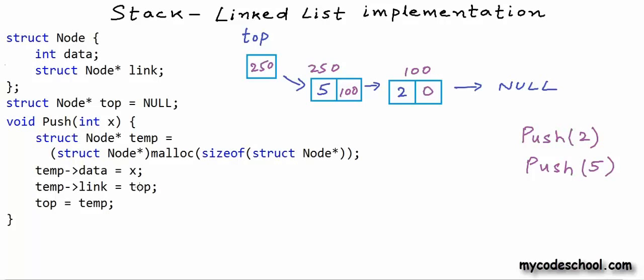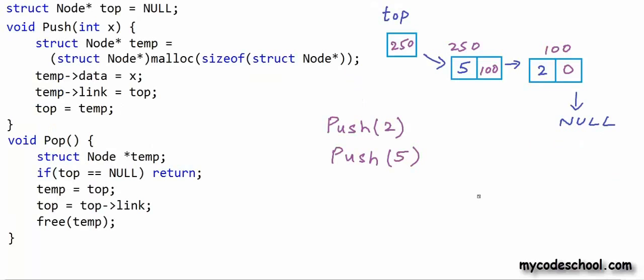Okay, let's now see how pop function will look. This is my pop function. Let's say for this example, I'm making a call to pop function. If the stack is already empty, we can check whether stack is empty or not by checking whether top is null or not. If top is null, stack is empty. In this case, we can throw some error and return. For this example here, stack is not empty.